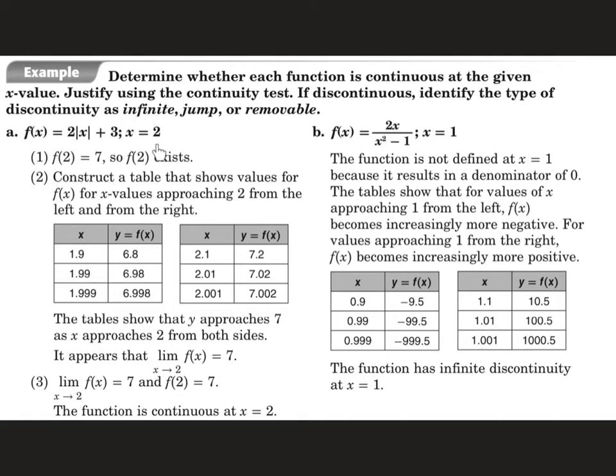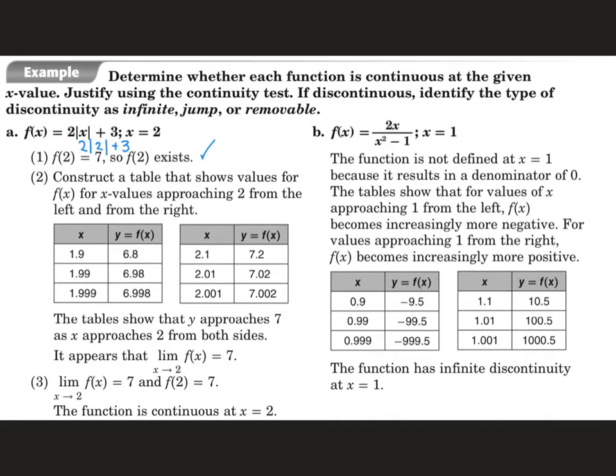Now they also give us this specific x value of 2. So what we need to say is, okay, first, can I plug 2 in? Will I have a point? And you can try it, you can plug it in, and you do have a point when you plug it in. f of 2 is 7. You get that just by plugging in 2 for your x. It would look like 2 times the absolute value of 2 plus 3, which is 4 plus 3, which is 7. So it does exist, you can get a value there. That's your first check mark.